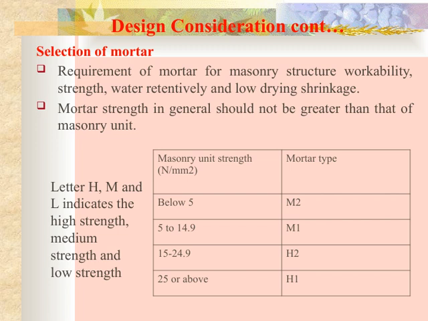And for units with strength of 25 M2 or above, H1 mortar is appropriate, offering high strength. It's also helpful to remember what these letters stand for: H, M, and L, indicating high, medium, and low strength, respectively. This classification helps us choose the right mortar to match the strength of the masonry units, ensuring durability and stability in the structure. So, choosing the correct mortar isn't just about adhering bricks, it's about optimizing the entire system for strength, longevity, and performance.